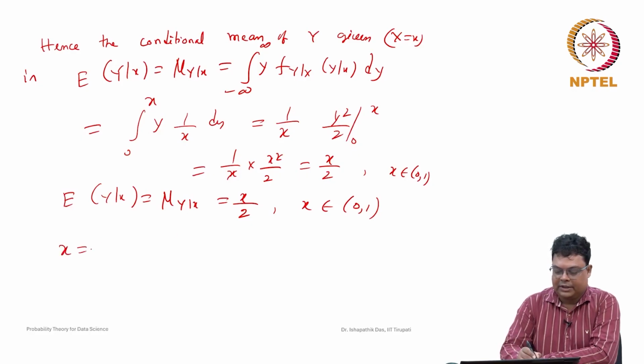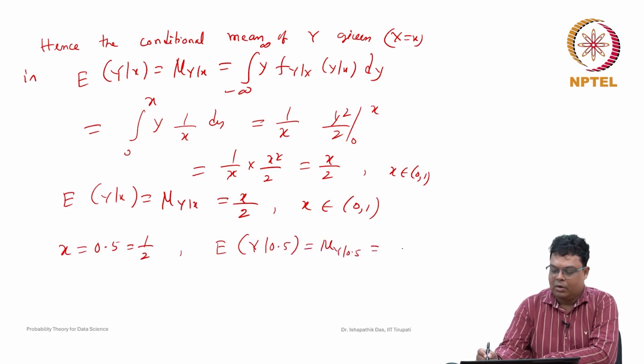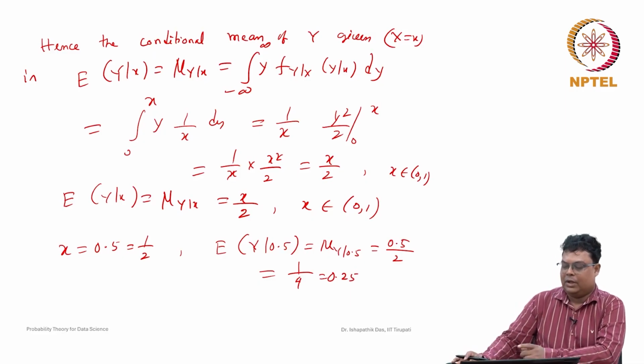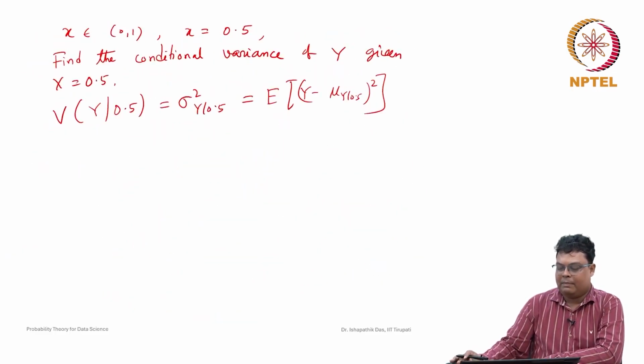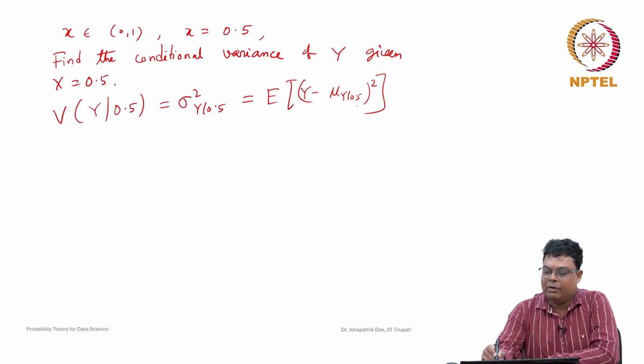So suppose x is 0.5, this is nothing but 1 by 2. So the expected value of y given 0.5, which is equal to mu of y given 0.5, is nothing but 0.5 by 2. So this is 1 by 4, 0.25. This value we will find from here whenever x is given as 0.5. So this value is known.